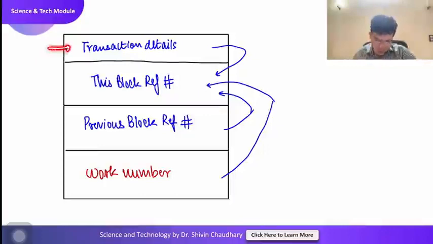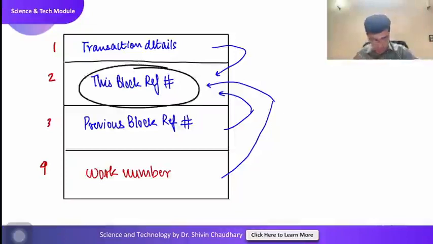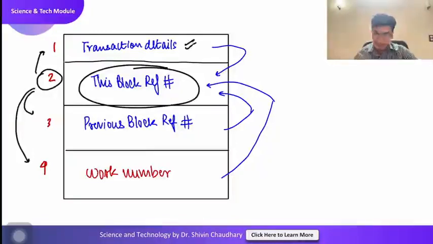Earlier in the blockchain, what is in the first component? Transaction details. What is in the second? The reference of this block, where did it come from? From component 1, from component 3 and from component 4. I'll just write here 1 2 3 4. In component 2, whatever information is there has come from whatever information is there in 1, 3 and 4. 1 is the transaction details, this is fine. This is the previous block, this also we know.